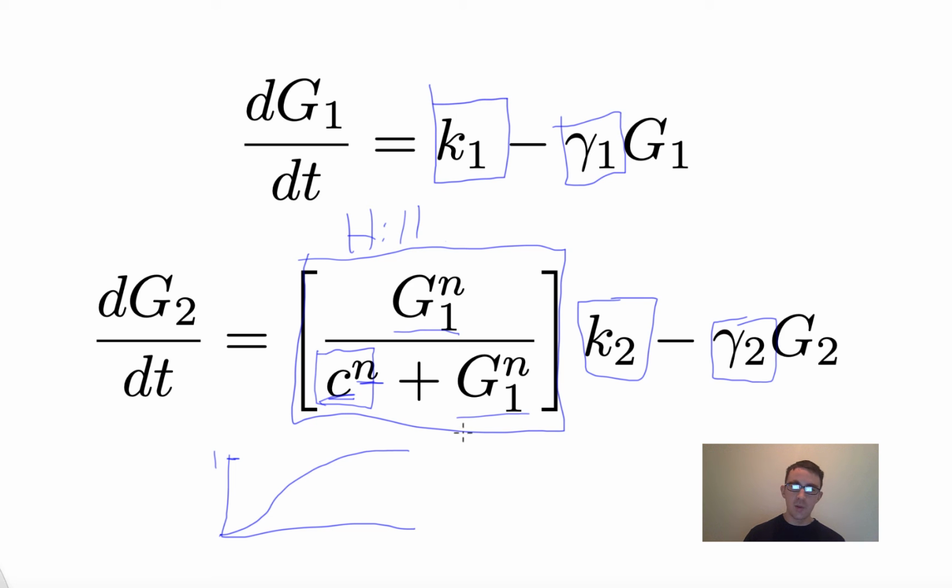So yeah, that's the basic idea. Gene 1 is just a regular equation, and then for gene 2, the degradation is regular, but the production depends on gene 1, and as we get more and more of gene 1, we get closer to the maximum K sub 2 production rate.